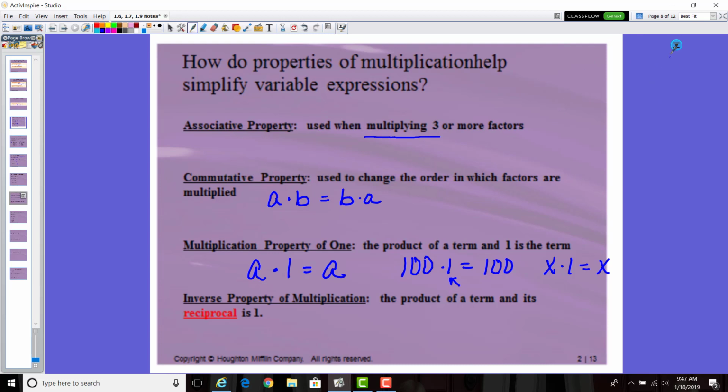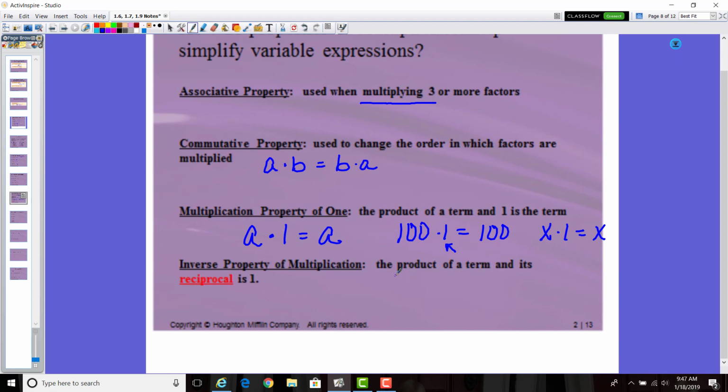The last property is what we call the inverse property of multiplication. That says the product, meaning multiplication, of a term and its reciprocal. Now a reciprocal means the opposite fraction of any number or term. When you multiply these two together, okay, you can cross cancel the a's, cross cancel the b's, you're left with 1 over 1, which equals 1.